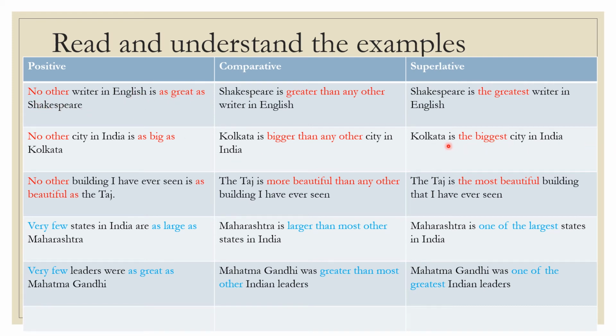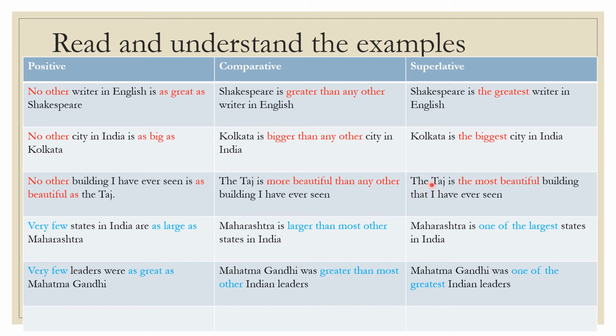The second sentence: Kolkata is the biggest city in India. This is also the same way, the same example. You have to do it in the similar manner. So the biggest. So here it will be bigger than any other. Bigger than any other is highlighted. So when the sentence is Kolkata is the biggest city in India, in the comparative it will be Kolkata is bigger than any other city in India. And in the positive you will start with no other city in India is as big as Kolkata.